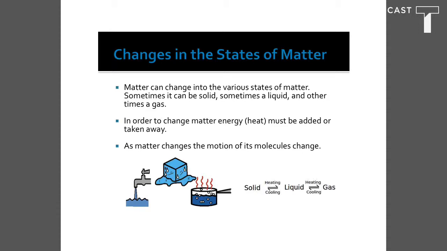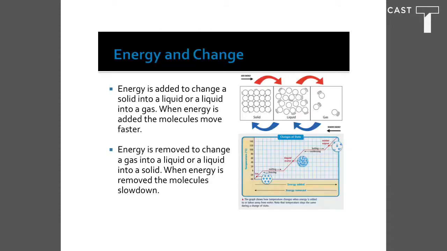In order to change matter, energy, heat energy, also known as thermal energy, must be added or taken away. As matter changes, the motion of its molecules changes. Energy is added to change a solid into a liquid or a liquid into a gas. When energy is added, the molecules move faster. Energy is removed to change a gas into a liquid or a liquid into a solid. When energy is removed, the molecules slow down.